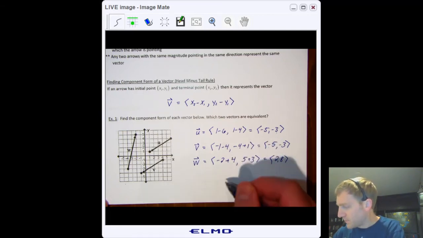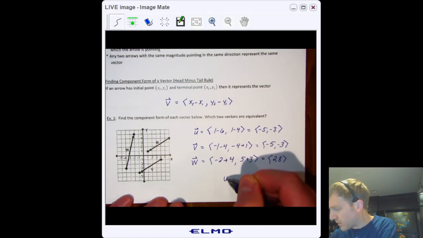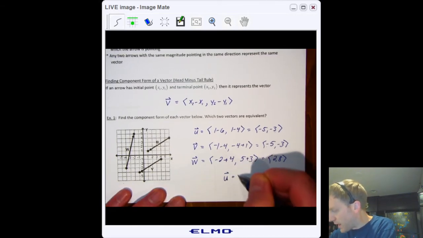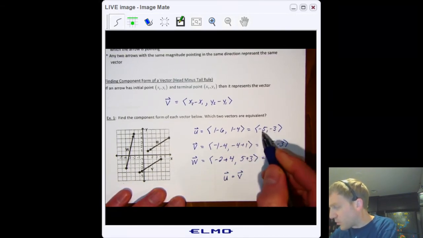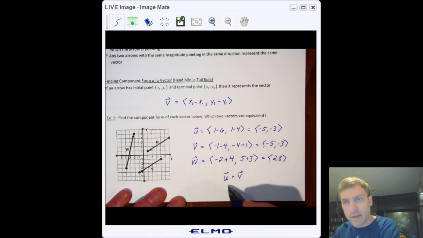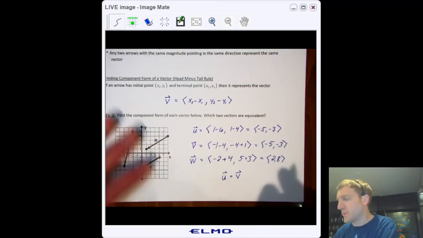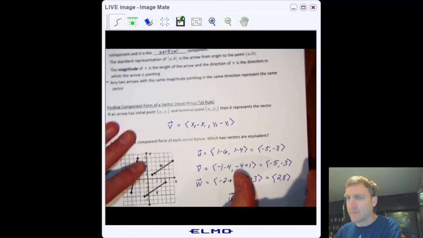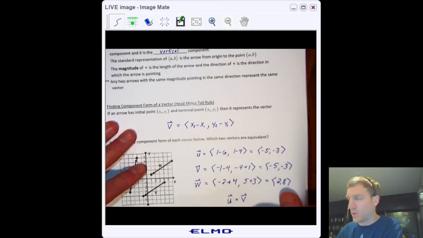And let me just write down what I said a moment ago. Because vector u and vector v have the same horizontal and vertical components, u and v represent the same vector. Okay? So as I said, so far, the math isn't difficult, just knowing the terminology, what all these mean.